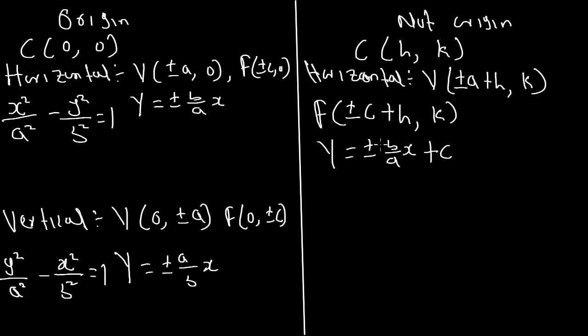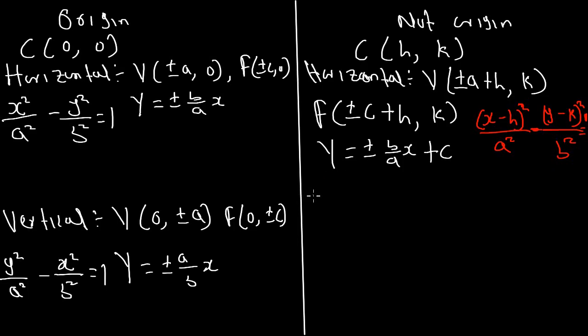Okay, perfect. Now the equation is expressed as, since it is horizontal, x minus h all squared divided by a squared minus y minus k all squared divided by b squared equals 1. This is minus, equals 1. So there's 1 there. So that is the equation. Are we together? Perfect.